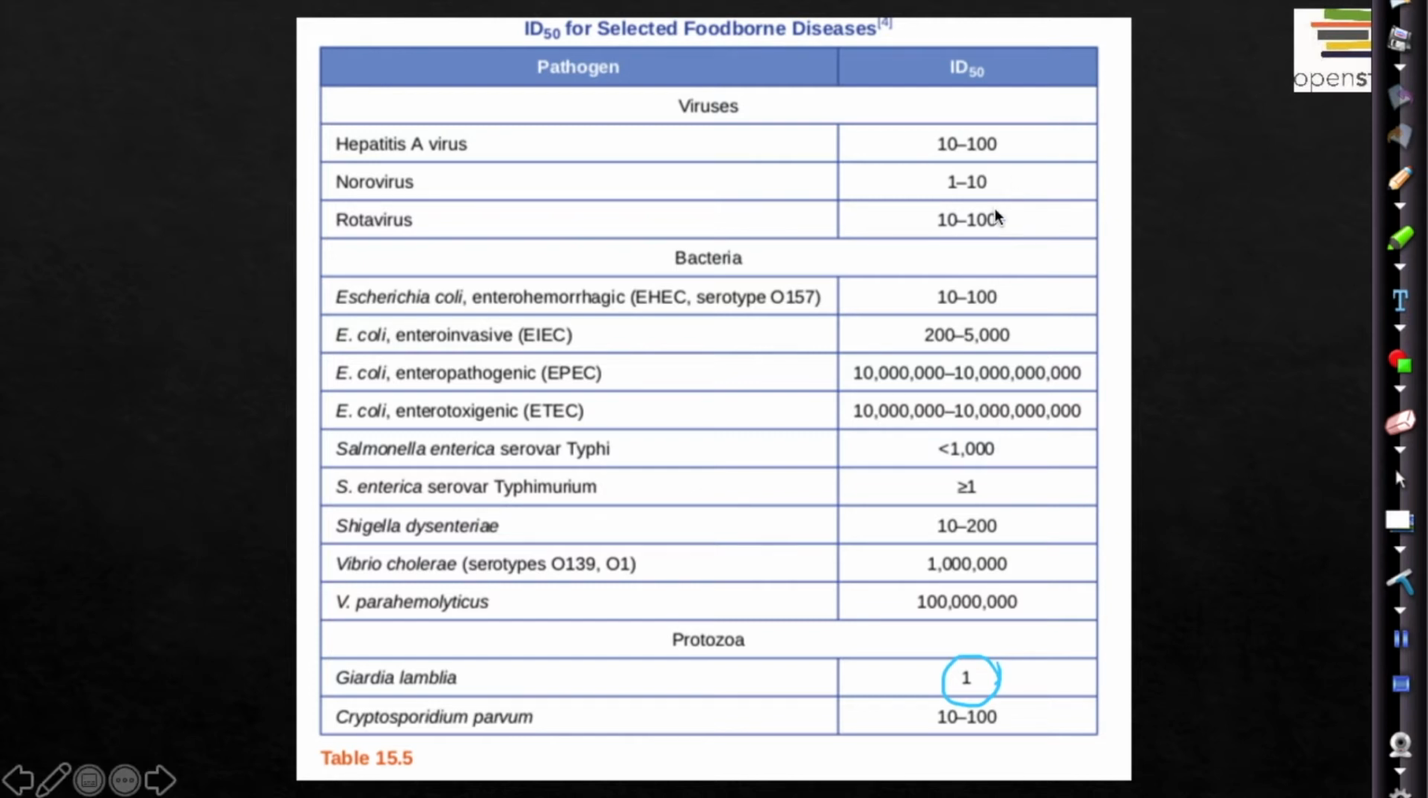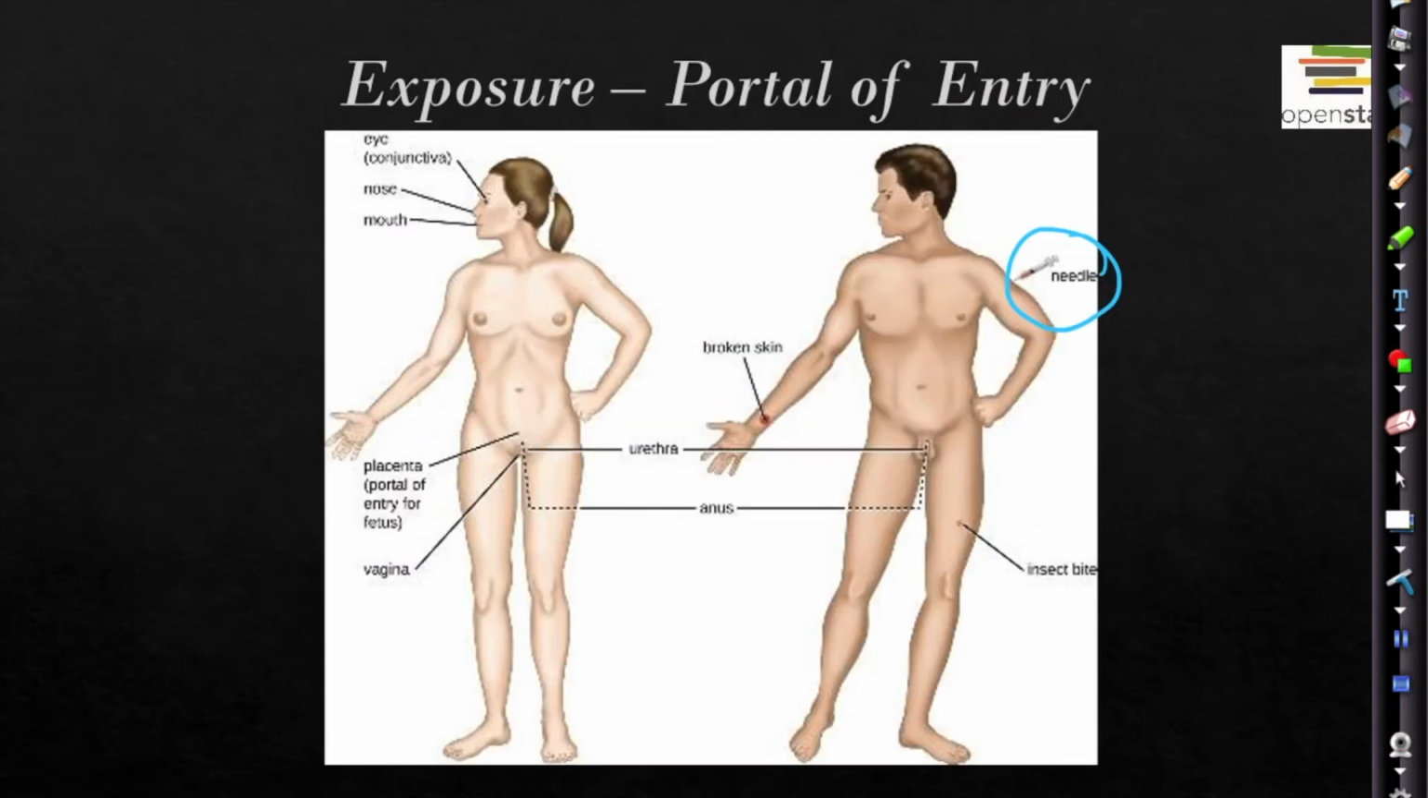And so you can see here that for rotavirus you need 10 to 100 viral particles. It sounds like COVID-19 is shaping up to be about 1,000 for the ID50. Portal of entry, how do pathogens get in? Remember that needle is one way that pathogens get in.